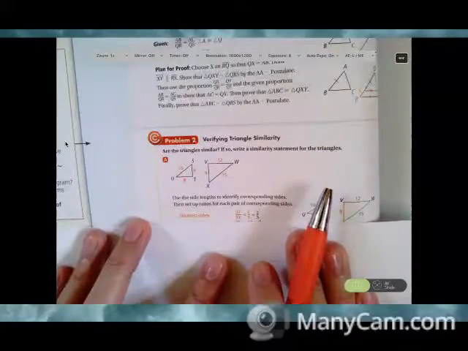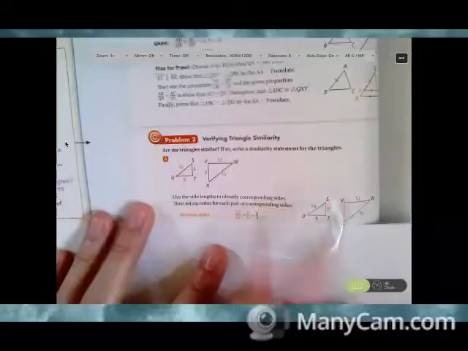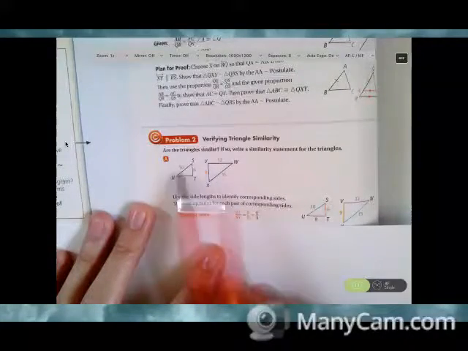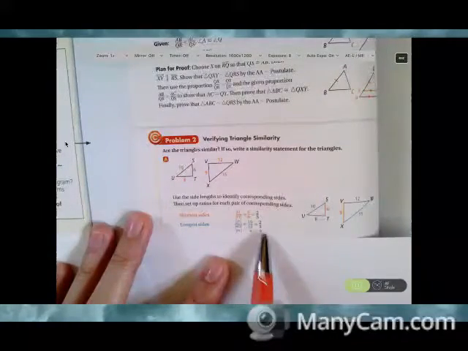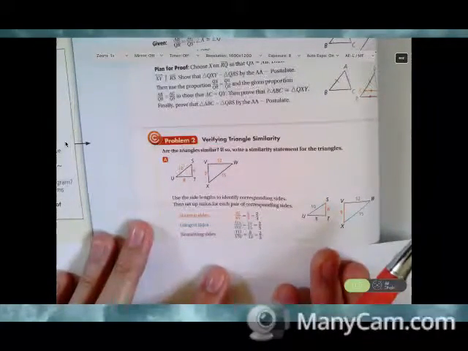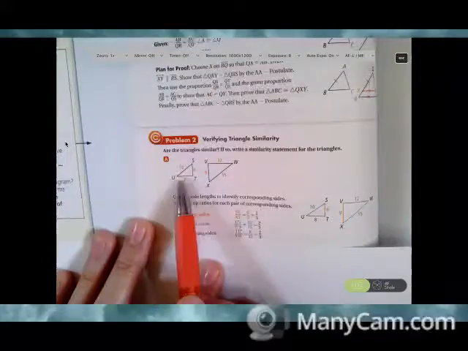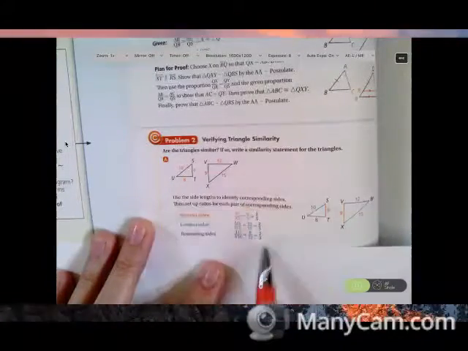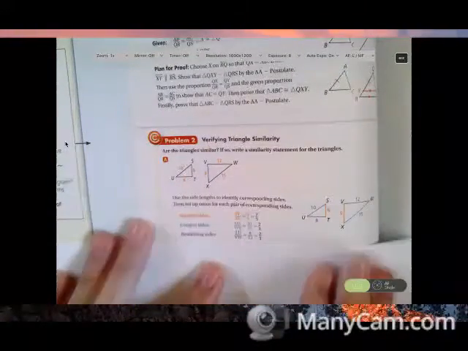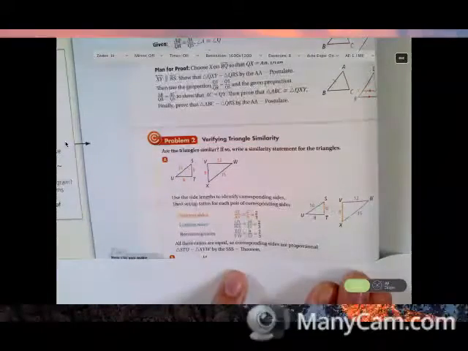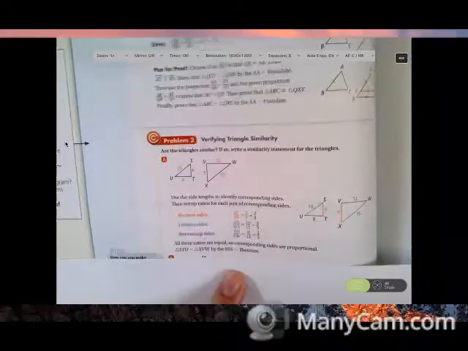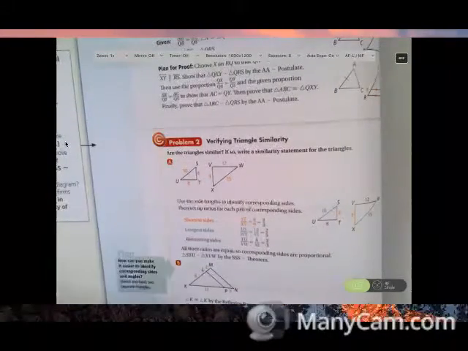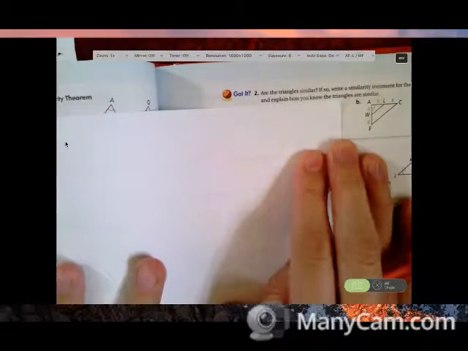So now we want to do the longest side. The longest side here is 10, and the longest side here is 15. So we're going to do 10 divided by 15, which is 2/3. And then the remaining side, the medium side, is UT and VW, and that's also 2/3. So by the SSS similarity theorem, these two triangles are similar. Alright, so why don't you try letter B?